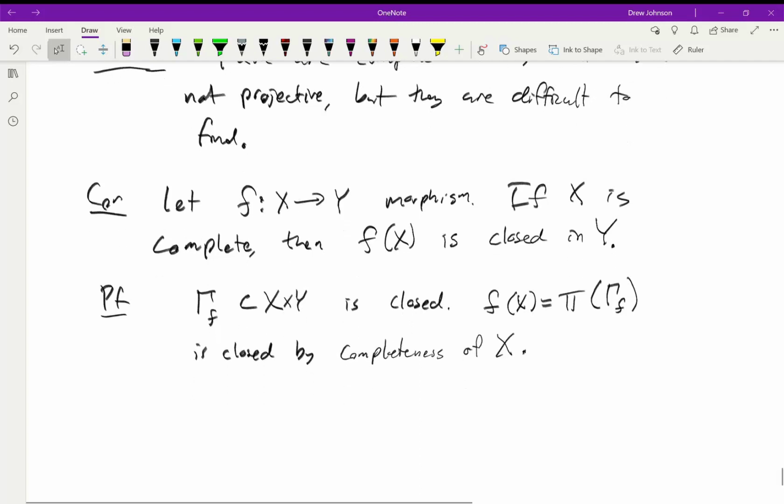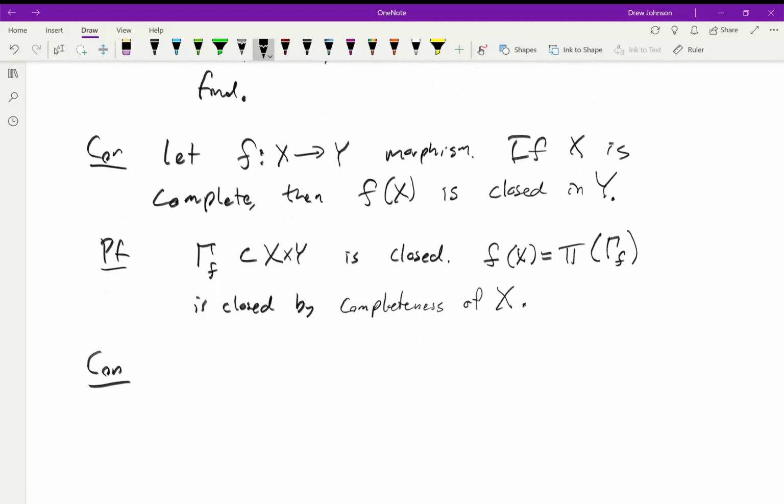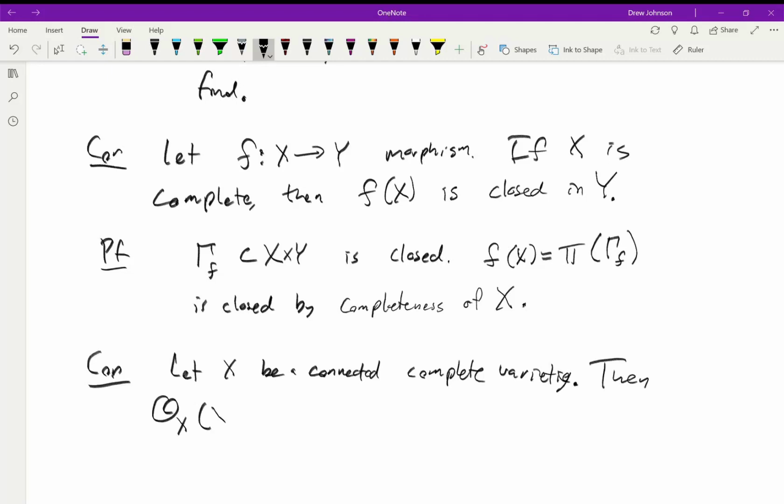Okay, let's now prove this corollary, which is an analog of a fact from complex analysis. So let X be a connected and complete variety. Then the ring of global functions, O_X(X), so these are regular functions that are defined on the whole space, is just equal to k, the constants. Constant functions only.